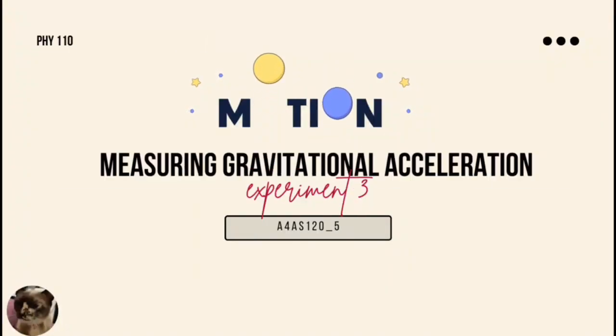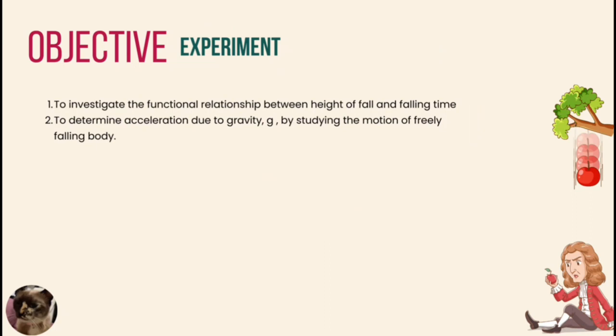This is the slide that has been prepared by the student. So, let's go deeper. For this experiment, we have two main objectives. The first one is to investigate the functional relationship between height of fall and falling time. And the second one is to determine acceleration due to gravity by studying the motion of a freely falling body.